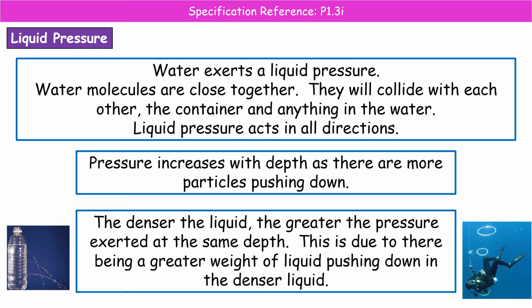The second thing to consider here though is the density of the liquid, because the more dense the liquid, the greater the pressure will be. That's all down to the fact that the more dense liquid obviously has a greater weight of liquid pressing down on that particular object. A good example of how you can see this is the old water bottle with different holes at different heights. The one at the bottom is able to project the water further because it's under greater pressure, because there's more water molecules above it.